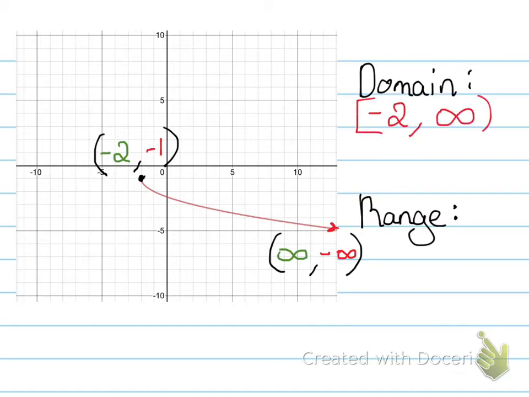So bracket, parentheses. And then my range is going to go from the smallest y value to the largest y value. So I'm looking at the red numbers, and the smallest one is negative infinity. Remember, that's way smaller than -1. And I'll put parentheses next to that negative infinity and bracket next to the number. And that's it.